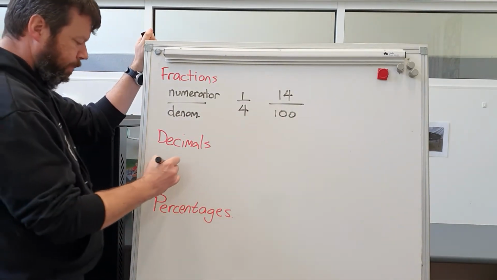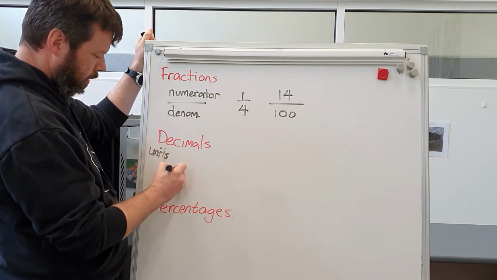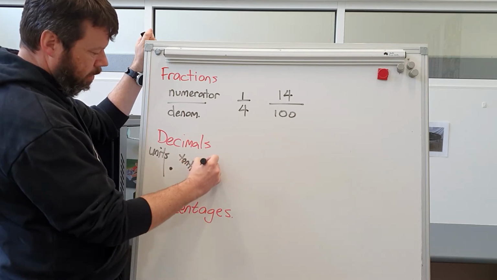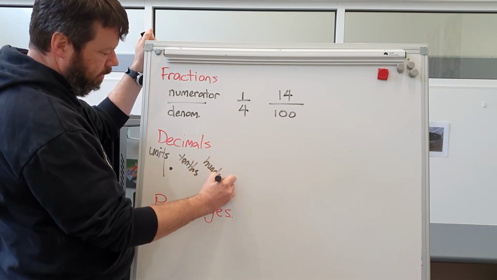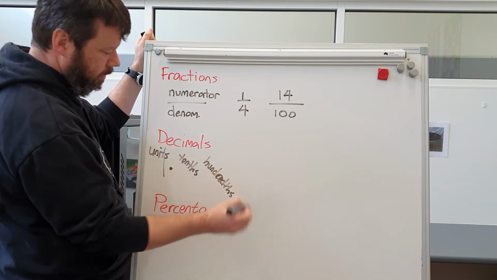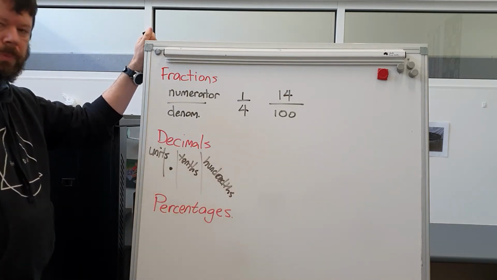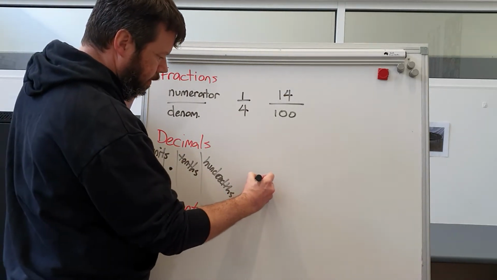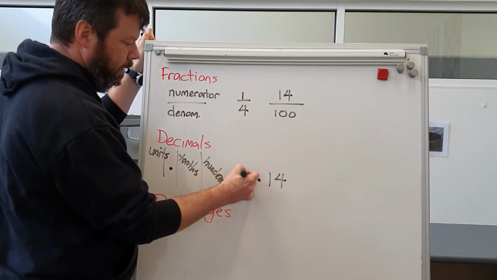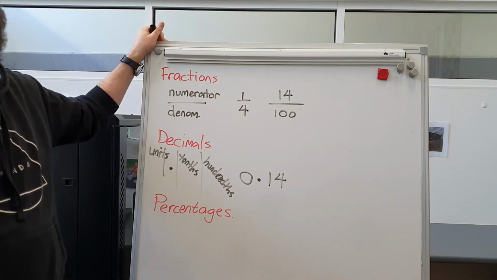So if we look at our decimal numbers, we have our units, our tenths, and our hundredths. Hundredths spelling in our columns. So what we can do is have a decimal point, and we have 14 hundredths. So that would be the same as 0.14. That works for any decimal.